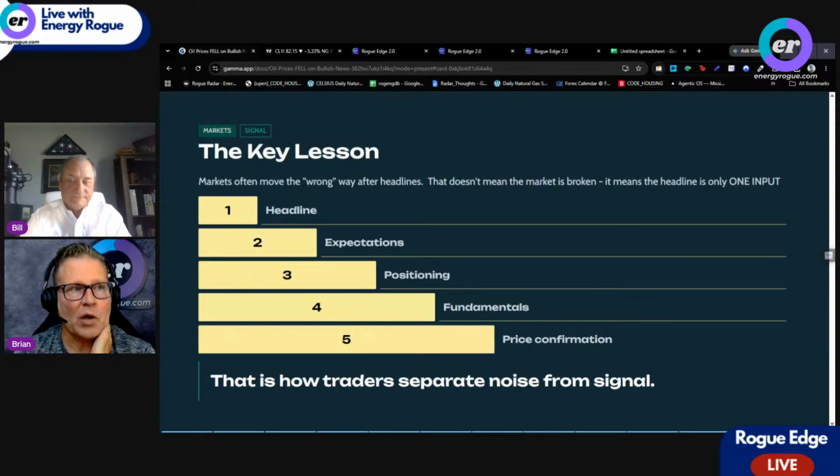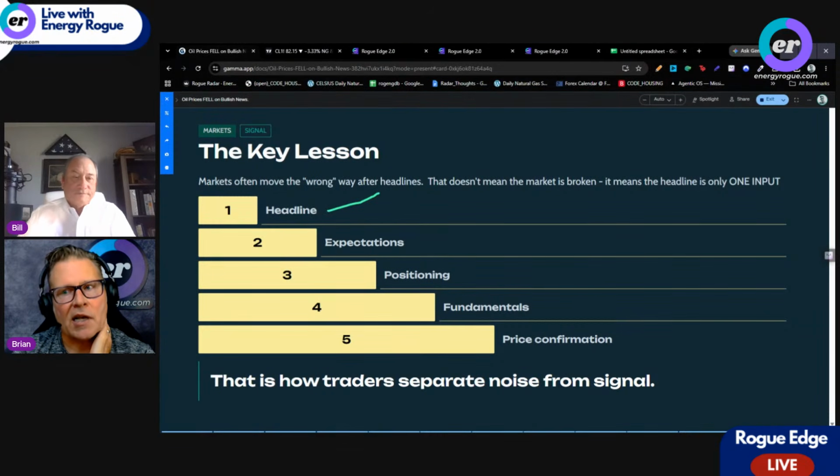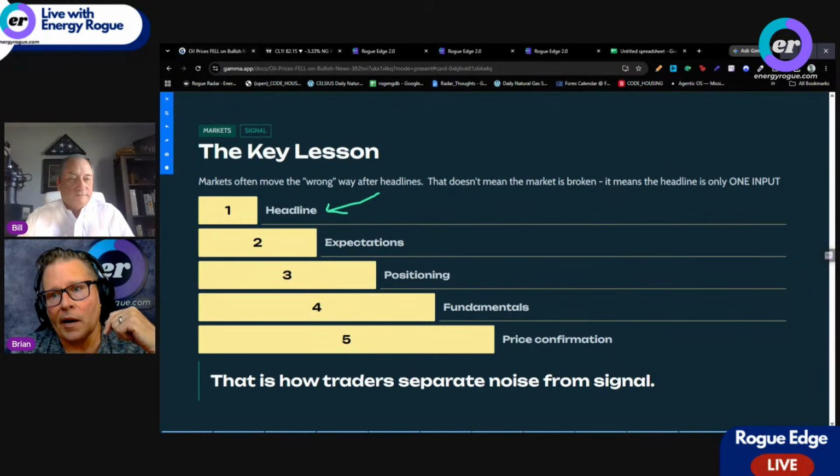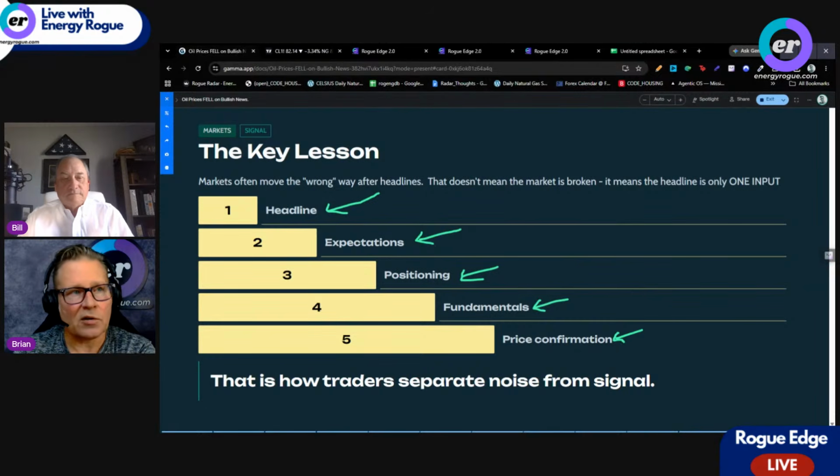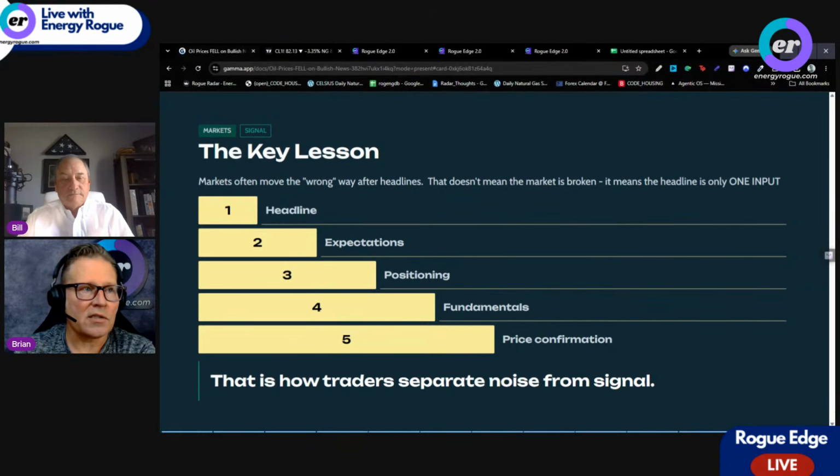Yeah. If you move just on headlines... this process, which again we cover in the Rogue method, which is totally free down below, is we look at a headline, we look at the expectations, we look at the positioning, then we look at the fundamentals, and then we look back at the chart at the price confirmation. This is how traders separate noise from signal. It's not about the noise of the headline.